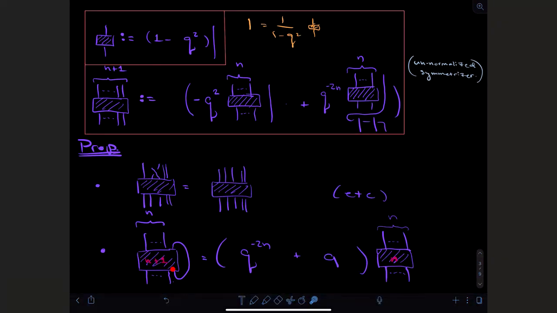Now, these are unnormalized versions of the symmetrizer in the sense that they are not idempotent. They don't square to themselves. So they're like scalar multiples of a symmetrizing idempotent. But these particular scalars are going to be important for the categorification later.